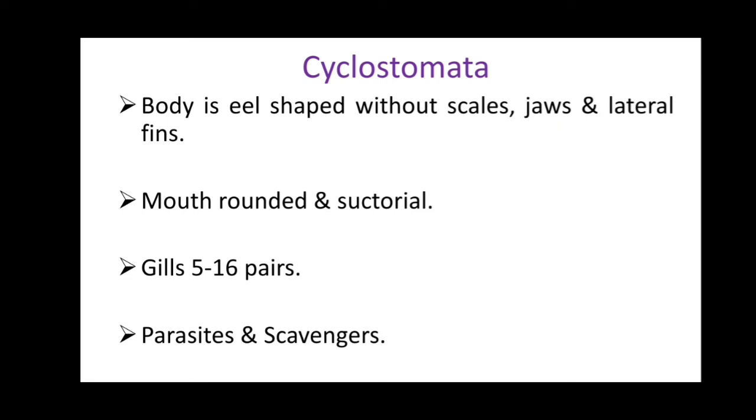Again, the skin is soft and devoid of scales, and paired appendages are absent, but the median fins are present, supported by cartilaginous fin rays. The exoskeleton is lacking, but the endoskeleton is cartilaginous with no bones, and the vertebral column is primitive. The mouth is rounded and suctorial, and the gills number 5 to 16.